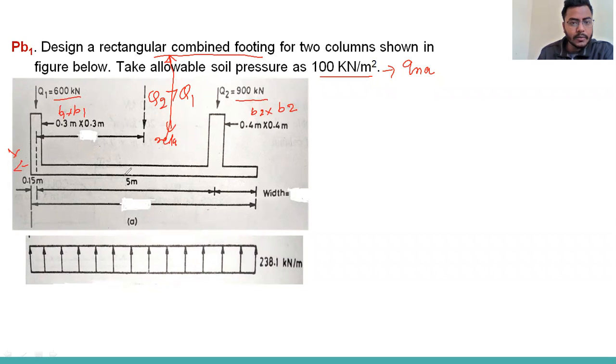Okay, and the distance between the two columns is given, that is 5 meter. Here, the distance from the exterior face of this column to the center is B1 by 2, with B1 being 0.3, so it would be 0.15, that is mentioned here. So the distance between the centroid of the two column loads is given as 5. You can see here, 5 meter.